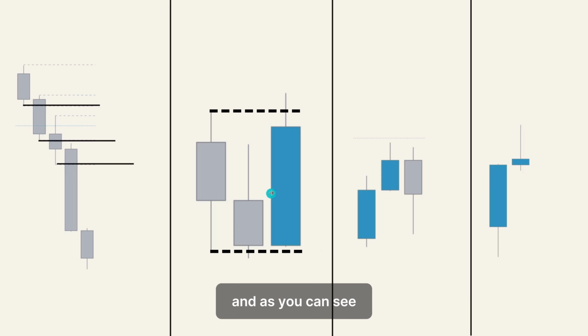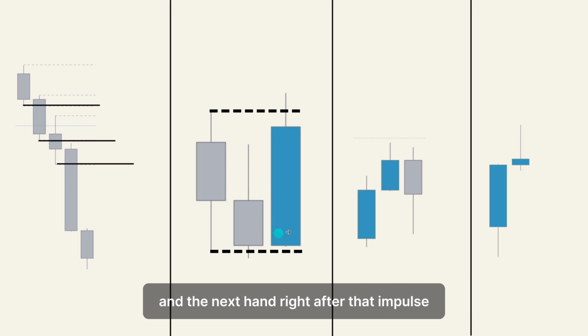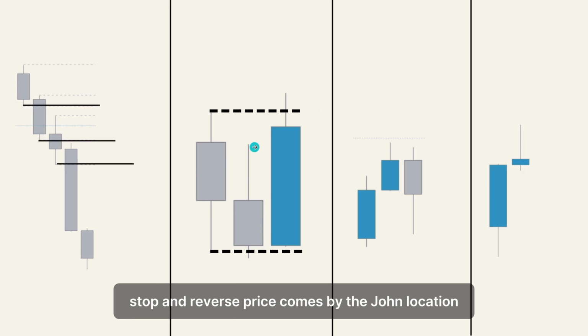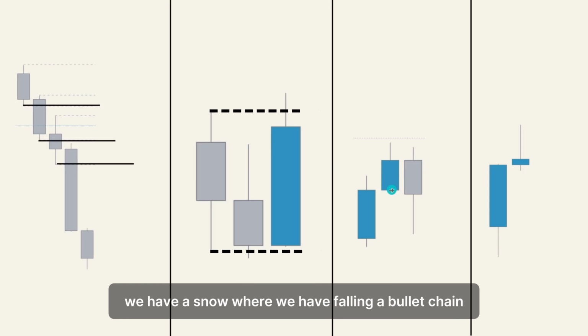And as you can see, our 3-stick candle formation, price breaks the low, and the next candle right after that, impulse, stop, and reverse, price comes above that drawn liquidity. Same CRT model happening.